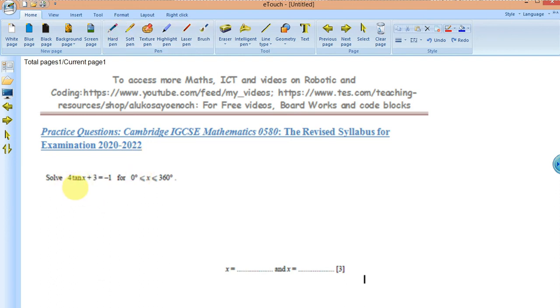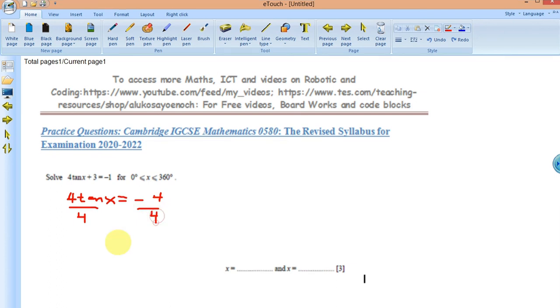Now I'm going to find the value of x. So just go ahead and make x the subject of the formula. To make x the subject, you have 4 tan x. Just move this one here. That is minus 1 minus 3, that is minus 4. Then I will divide both sides by 4. So there I have tan x equals minus 1.